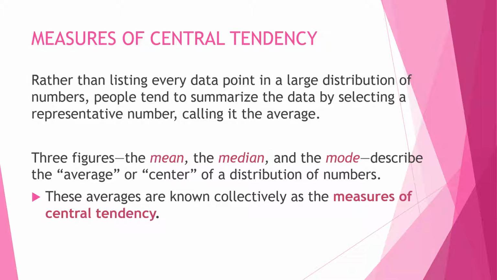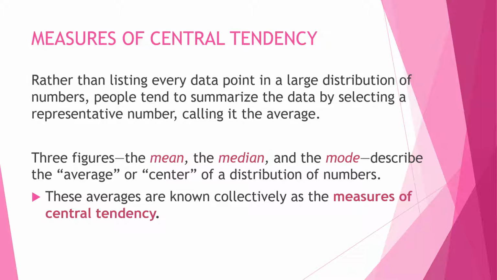So rather than listing every single number or every single data point in a large distribution of numbers, people tend to summarize that data by selecting some representative number and calling it the average. Three figures, the mean, the median, and the mode, describe the average or the center of a distribution of numbers. And it's just going to depend on your distribution which one of those figures you want to use: the mean, the median, or the mode.